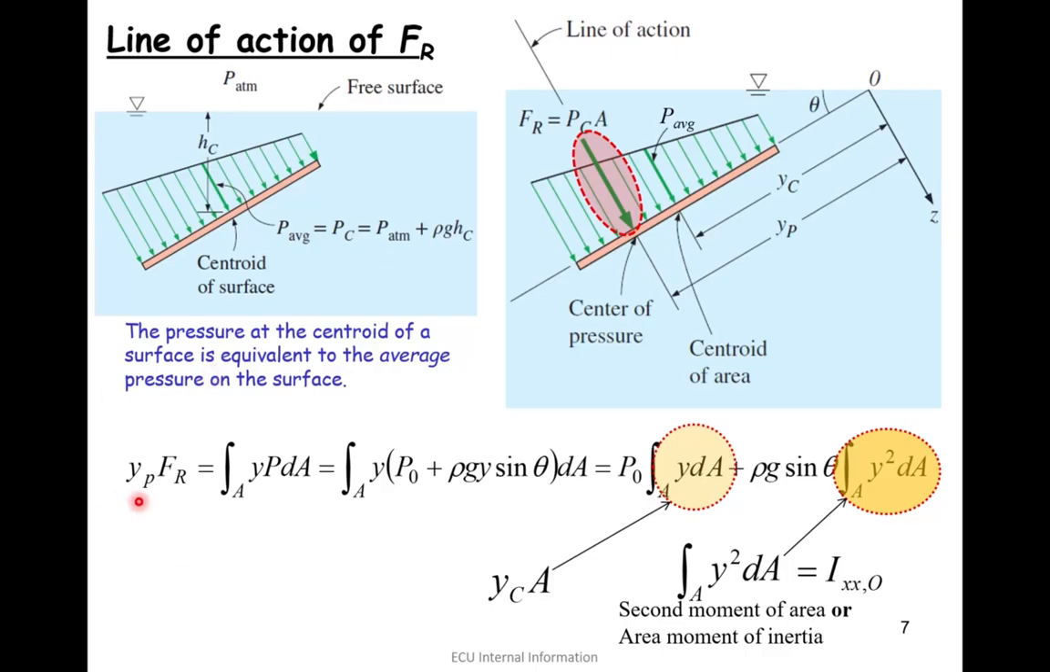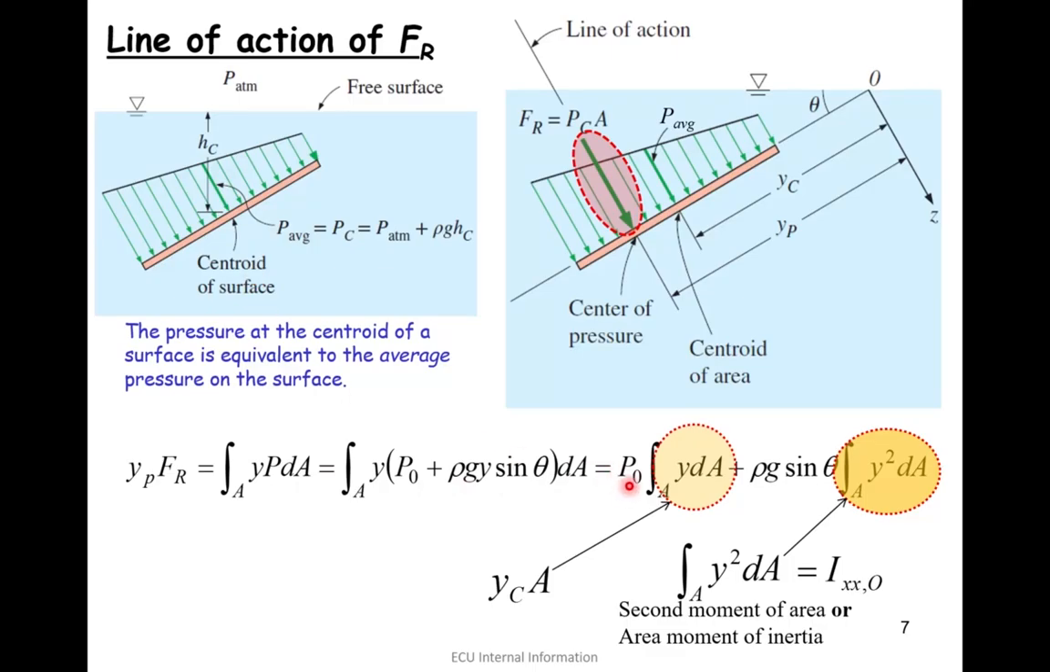For the line of action, we say, okay, yp, which we obviously want to know, we don't know what that is, times the resultant force, which we already learned how to estimate, equals the integration of the moment of individual elements around the centroid. So in that case, we can see that for the pressure, we could write this equation in this form if the surface is inclined.